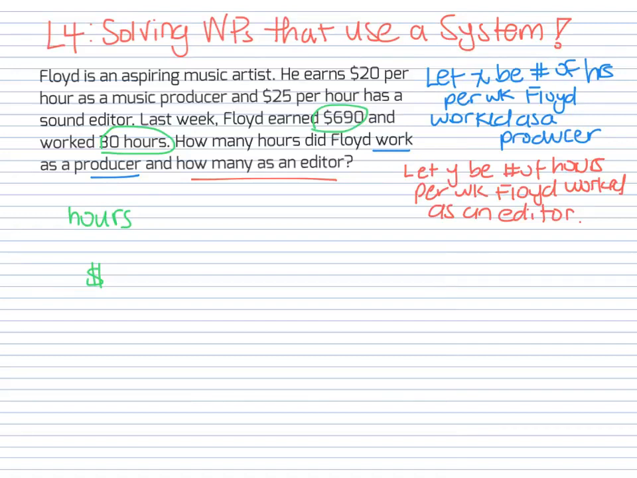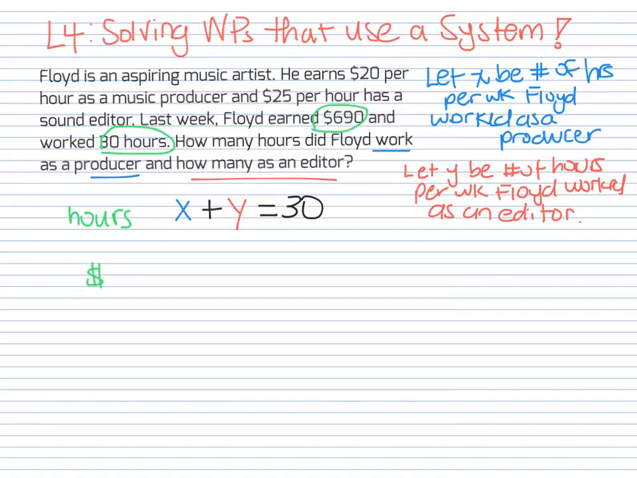Okay, so let's first talk about his hours. If he worked X hours as a producer, and he worked Y hours as an editor, we are told from the problem that that totals 30. So X plus Y equals 30.